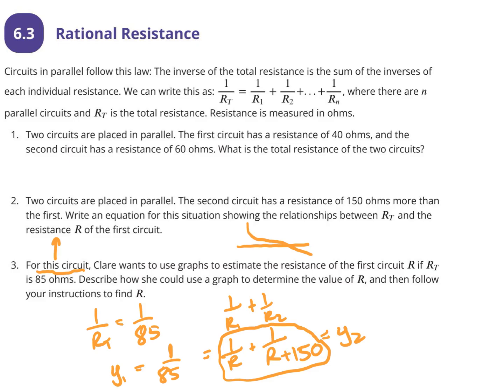Put these in. Put that one in the y1, 1 over 85. Put the second half of the equation in the y2. And you should find a number. It should be about 123 ohms. Well, you won't have ohms in the calculator. You'll just have numbers. So somewhere around 123. That's what you should see.